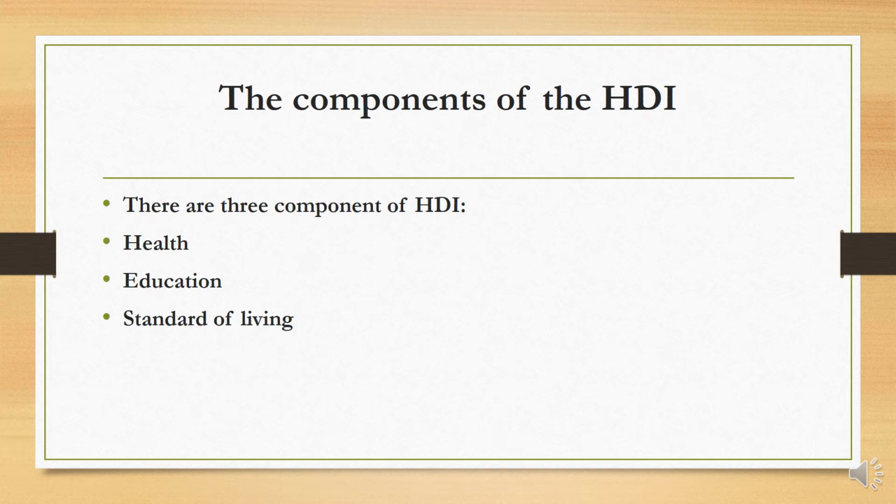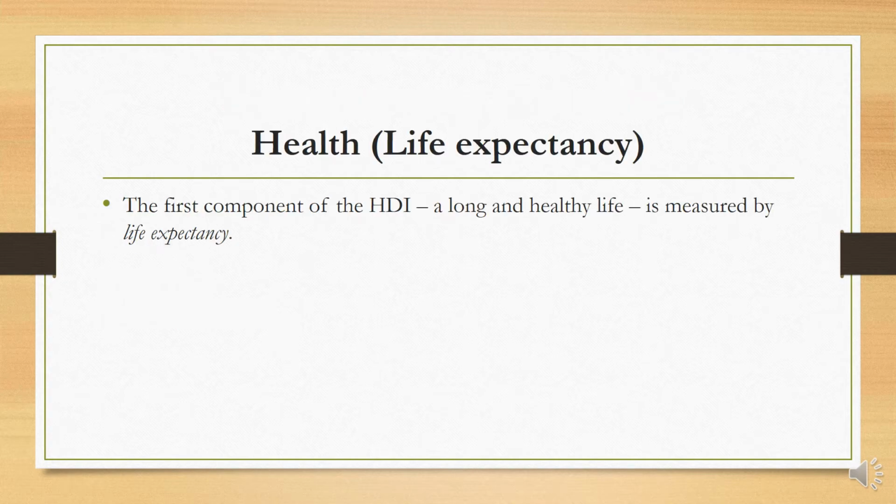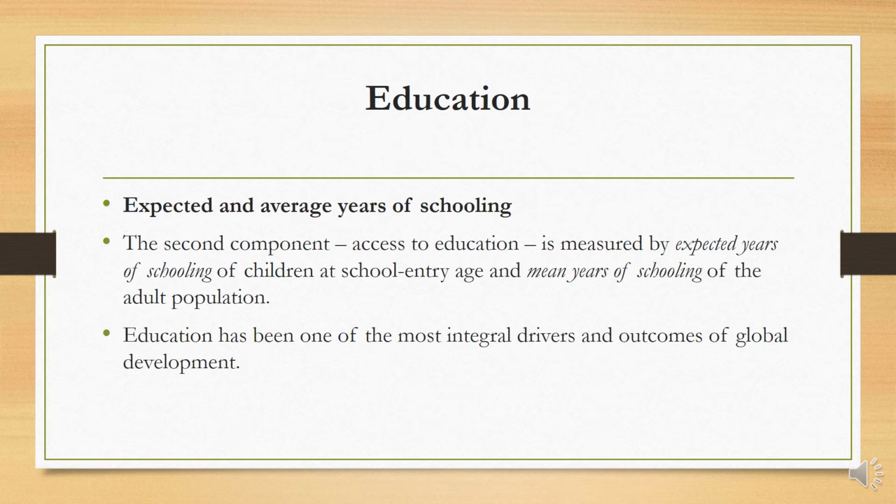Now we discuss in detail the different components of the HDI. There are three components of HDI, namely health, education, and standard of living. Now we discuss these three components one by one. First of all, health, life expectancy. The first component of the HDI, a long and healthy life, is measured by life expectancy. Number two, education, expected and average years of schooling.